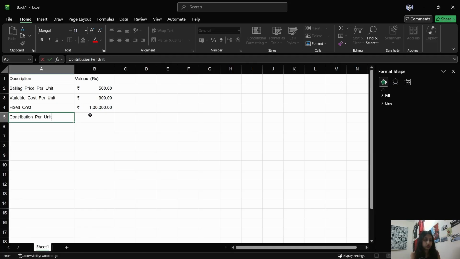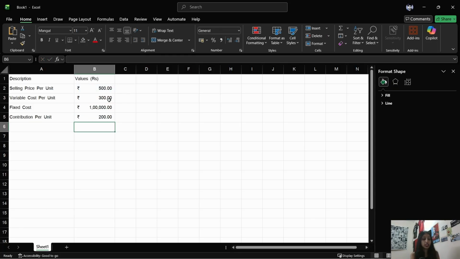That is equal to selling price per unit, that is 500, minus variable cost per unit, that is 300, and our answer is rupees 200.